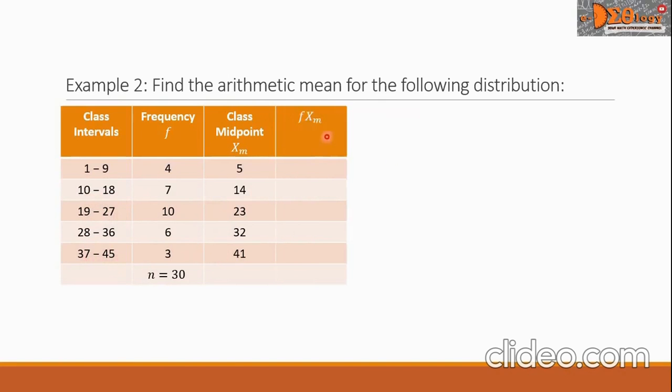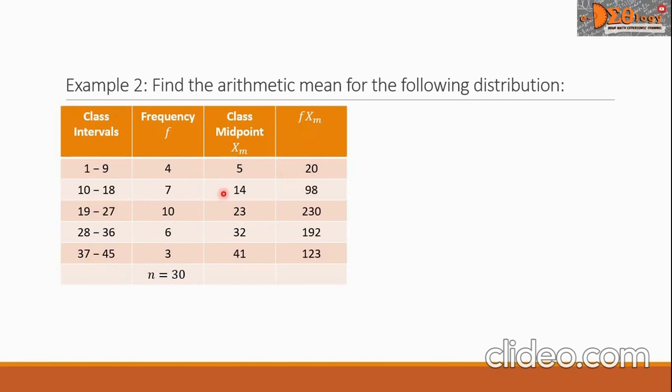Next, another column for the f times x sub m. Again, we will multiply the frequency and the class midpoint of each class interval. So for the first blank, this is 4 times 5. We will have 20. That idea we will follow on the other blanks.